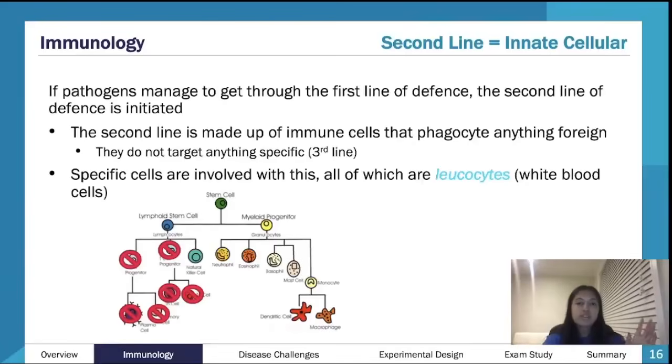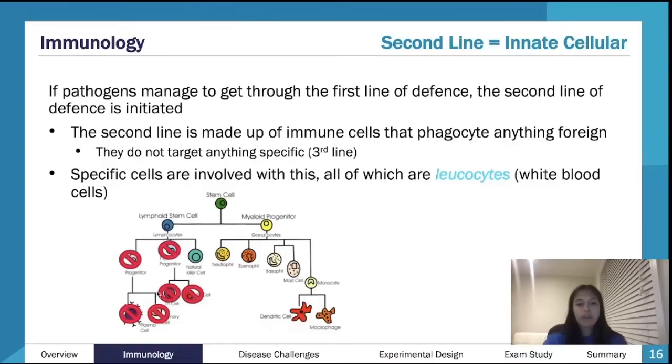Okay, so in terms of your second line, let's think: something's gone wrong with our first line. Maybe we have a big cut. Now we've got pathogens entering our internal environment. So this is when the second line kicks in. This is your innate immunity. These are your general leukocytes. Again, this is your one size fits all.